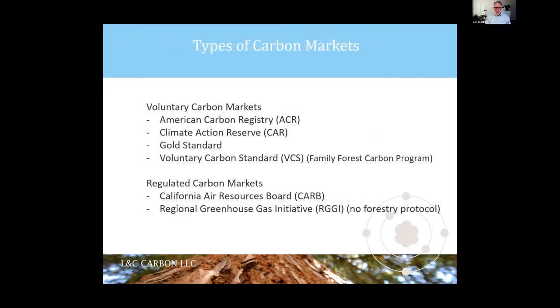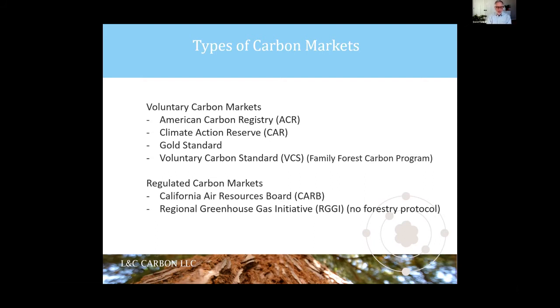Well, let me talk for a few minutes just about the types of carbon markets. There are both voluntary markets and regulated markets. Here in the US, the major markets in the voluntary space are run by the American Carbon Registry, the Climate Action Reserve, which is based in California, a little bit of Gold Standard, but not much, and the Voluntary Carbon Standard, which is referred to as VCS. And actually, they've recently changed their overall name to Verra.